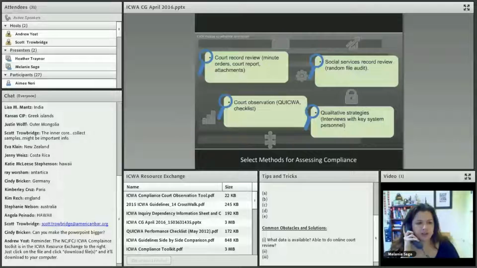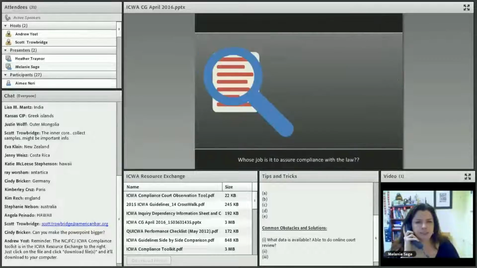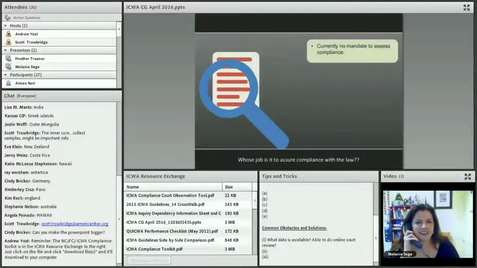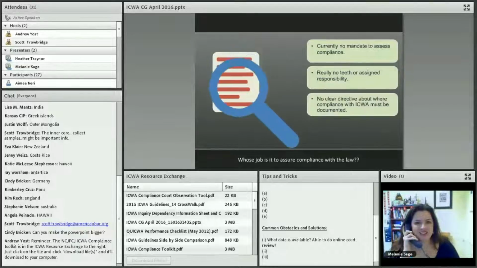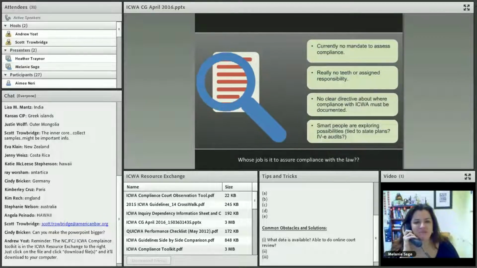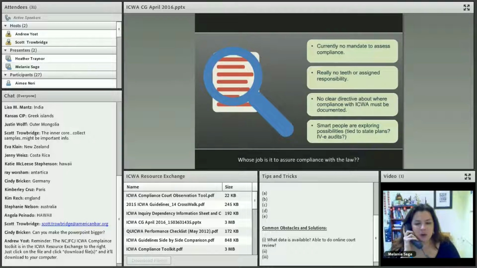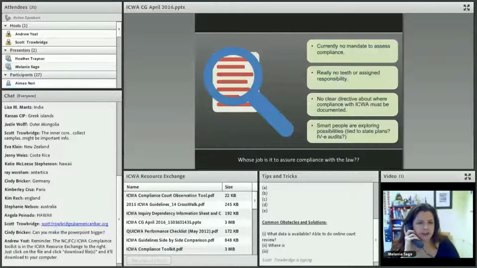So you all know the answer to this question. Whose job is it to assure compliance with the law? One of the conversations that comes up when we start thinking about compliance is who's done this work and where does it get tracked? So we talk about issues like whose job is it to assure active efforts? The courts often say, well, that's in the social work case file. Maybe the details about that aren't going to show up in our file, but the worker will tell us whether the active effort standards were met.